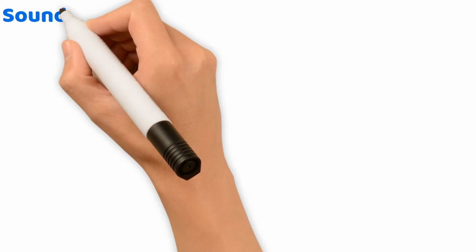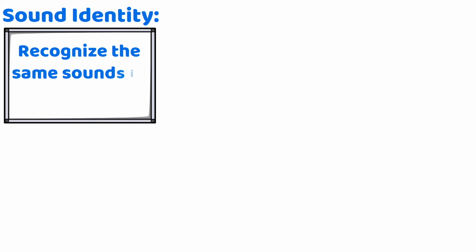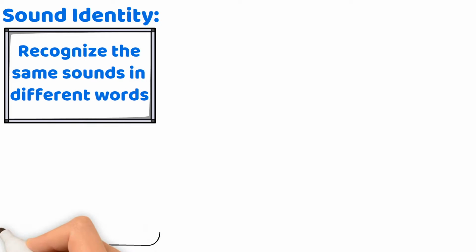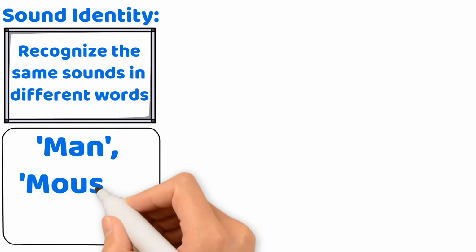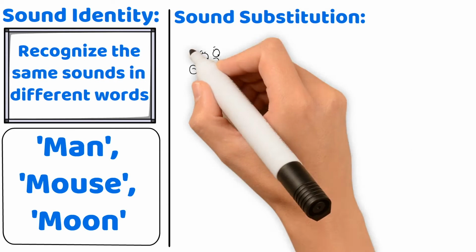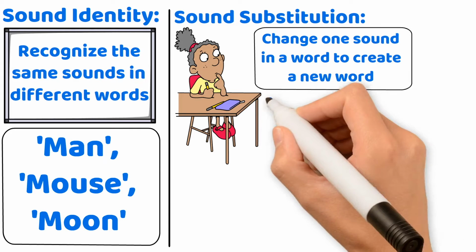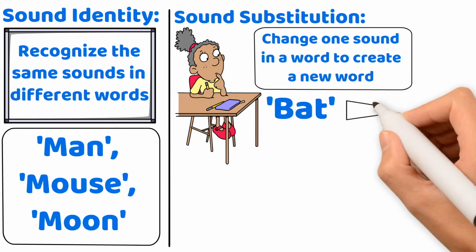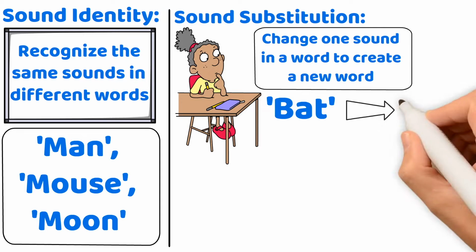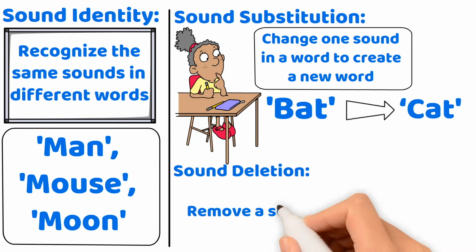Engage students in sound identity, teaching them to recognize the same sounds in different words. For instance, what sound is common in man, mouse, and moon? Answer: M sound. Substitution: helping students change one sound in a word to create a new word. Like, if you change the B in bat to C, what new word do you get? Answer: cat.